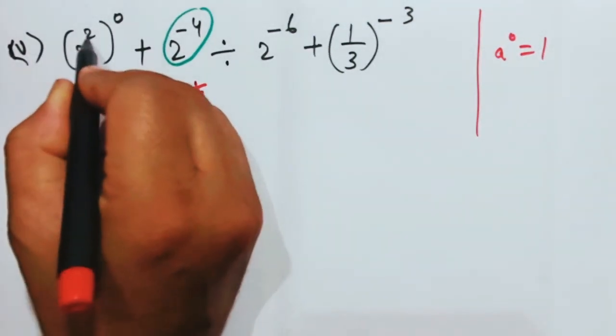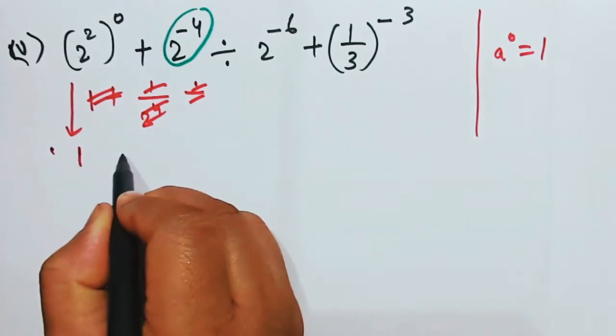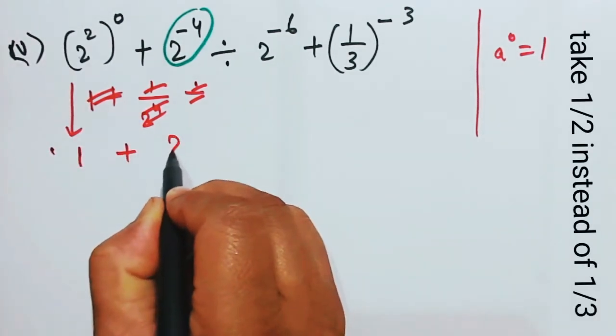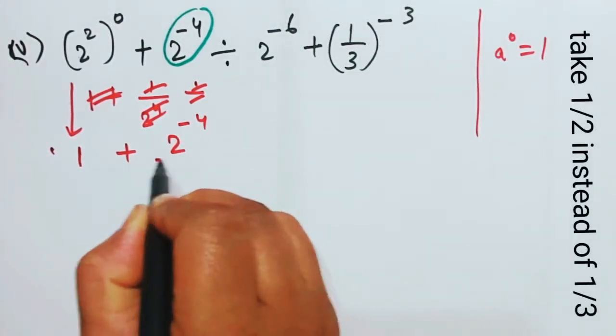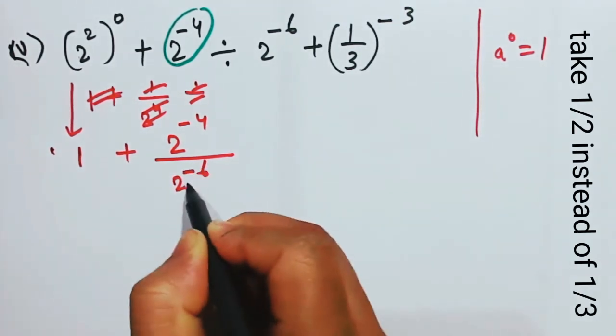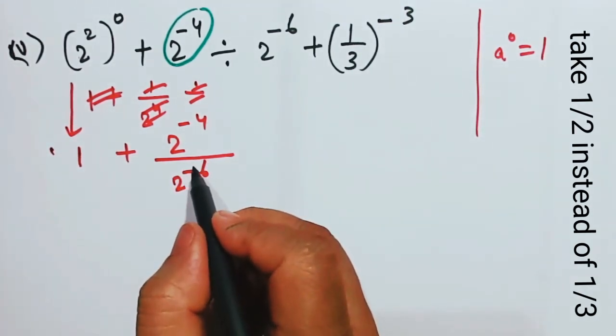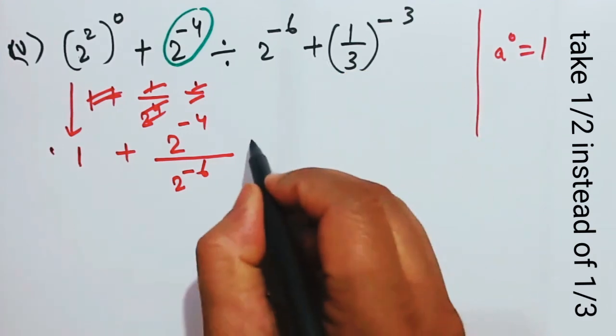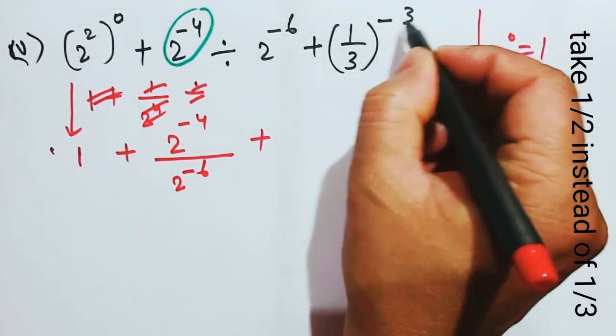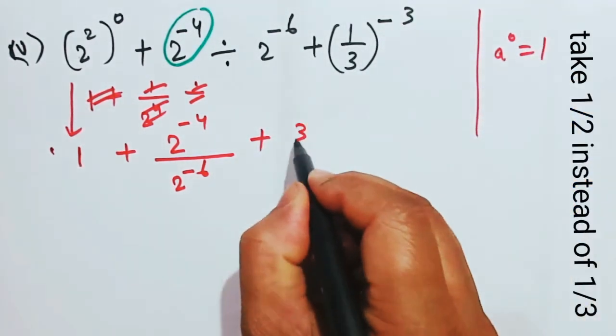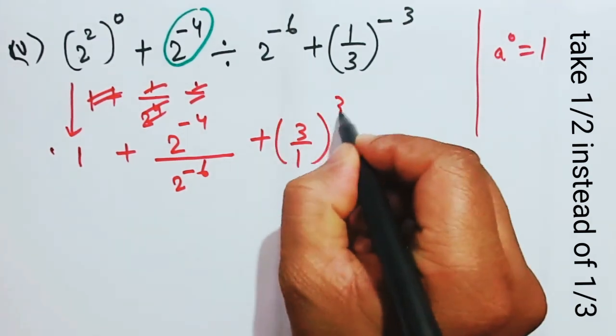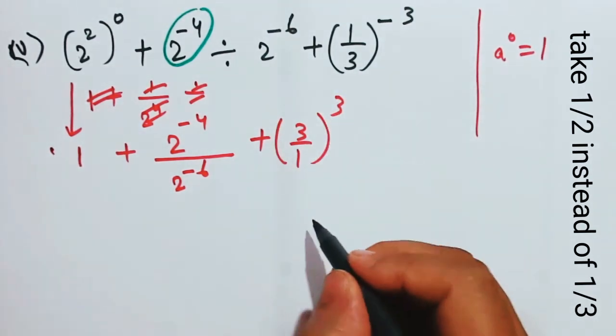So 2 square to the power 0 will be equal to 1, plus, why not to write this as 2 to the power minus 4 divided by 2 to the power minus 6, which will really make our problem easy, plus 1 by 3 to the power minus 3. Here you can write 3 by 1 to the power 3. This is the right one.